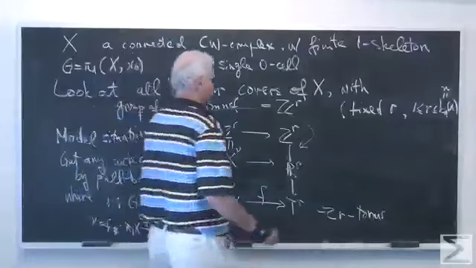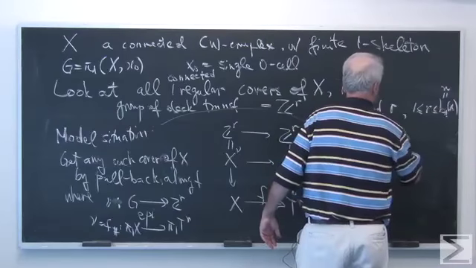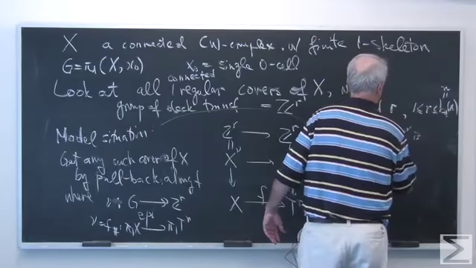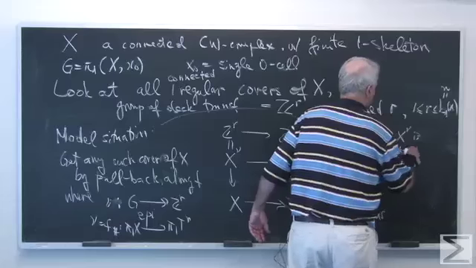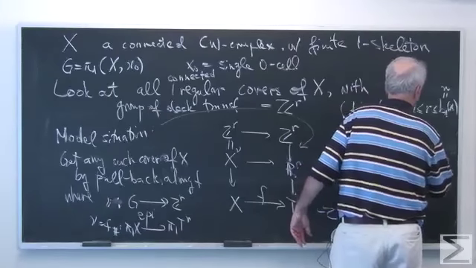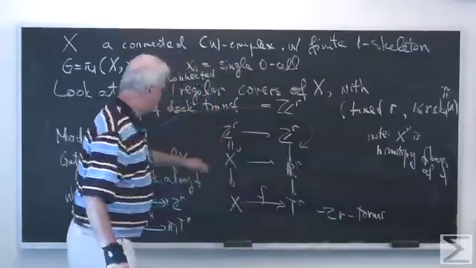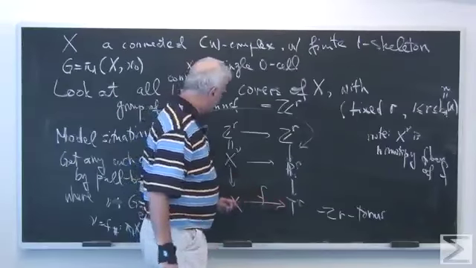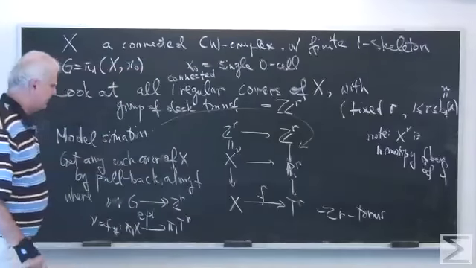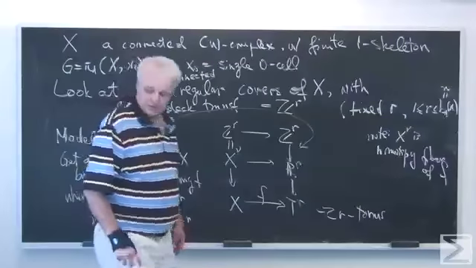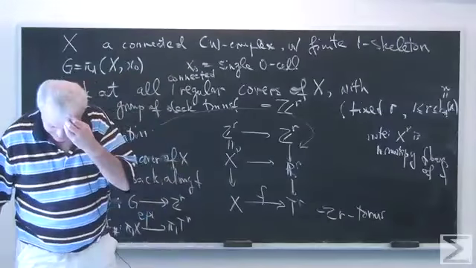And so just note, X^nu is the homotopy fiber of F. Up to homotopy, this is a fibration, and X^nu is homotopic to the fiber of this fibration. So let me give you an example.